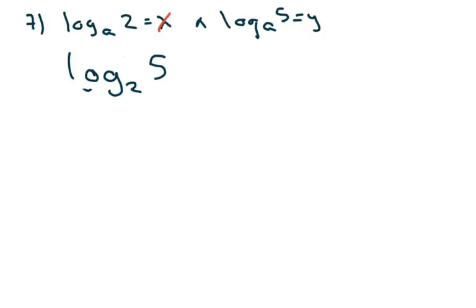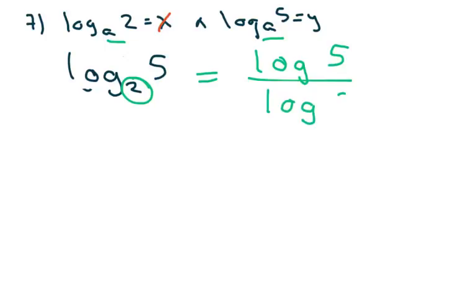So, since my bases here are a, and this base is 2, I'm going to do a change of base. So I'm going to write this as log of 5 over log of 2. And when you do the change of base, you can make the base anything you want. So I'm going to make it little a here. So log base a of 5 is y, and log base a of 2 is x. So they want us to write this in terms of x and y.